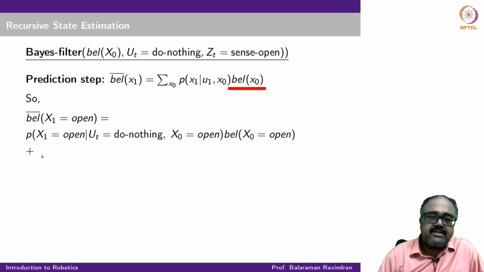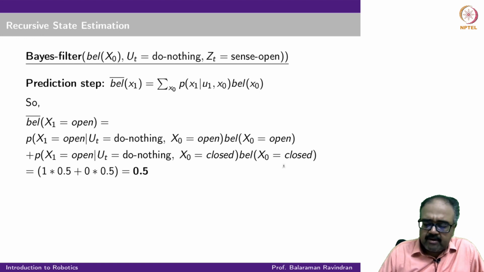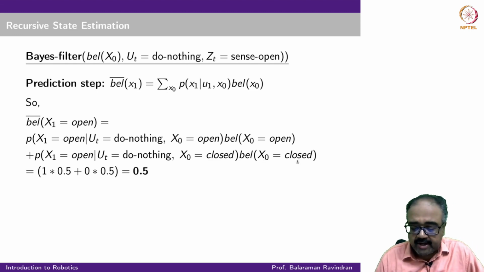So the first value I will consider is, I started off with x0 equal to open, right? That's x0 equal to open. Action was do nothing, and then I ended up with x1 equal to open. So what is the chance of that happening? Okay. And then the second thing I have to look at is x0 equal to closed, right? I have to sum over all possible values of x0. So I looked at x0 equal to open. Now I have to look at x0 equal to closed, and then again I have to look at the probability of x1 equal to open given that u was do nothing and x0 was closed. Okay, so I have to add up these two probabilities.